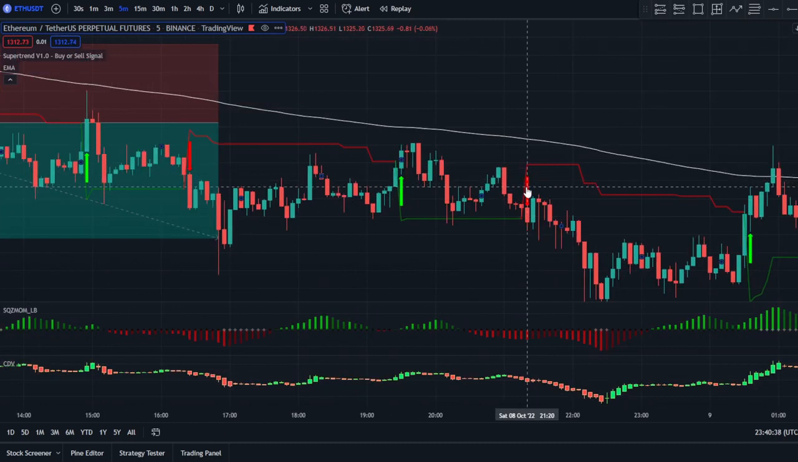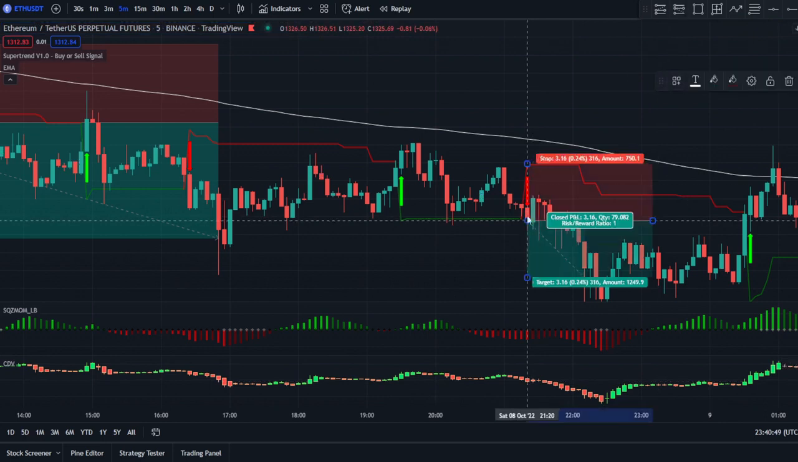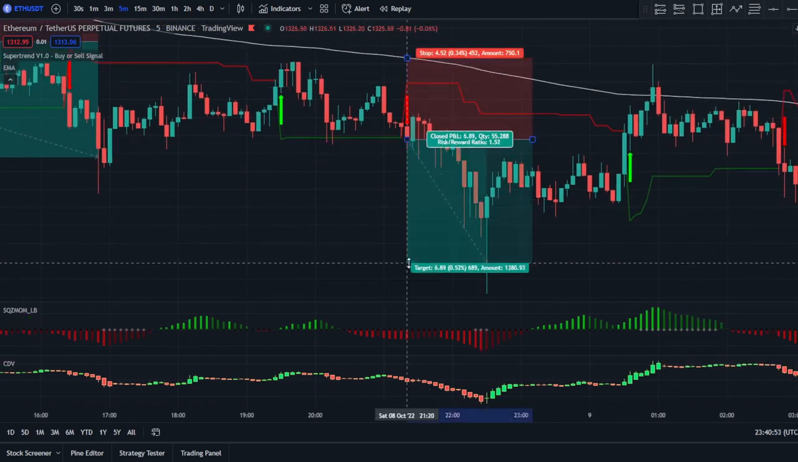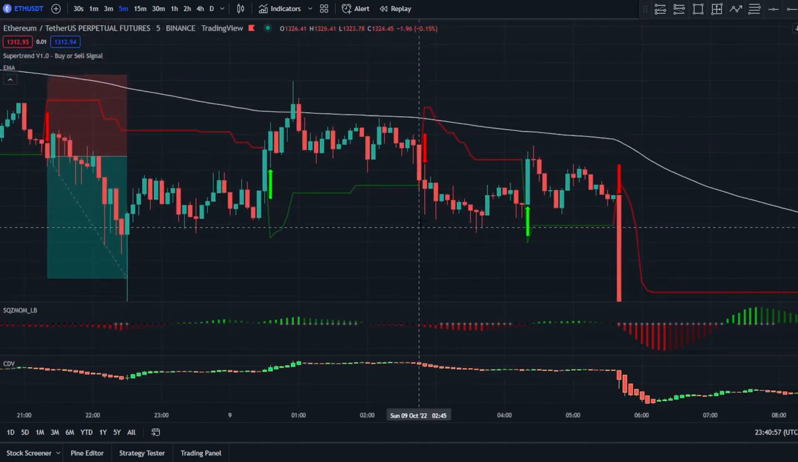So here we have another trade. You can see that we have a sell signal, price below the super trend, price below the 200 EMA, and it is bright red in color. CDV is red color as well, so we're going to take a short position there. Stop loss at the 200 EMA, and we take a 1.5:1. Another win.